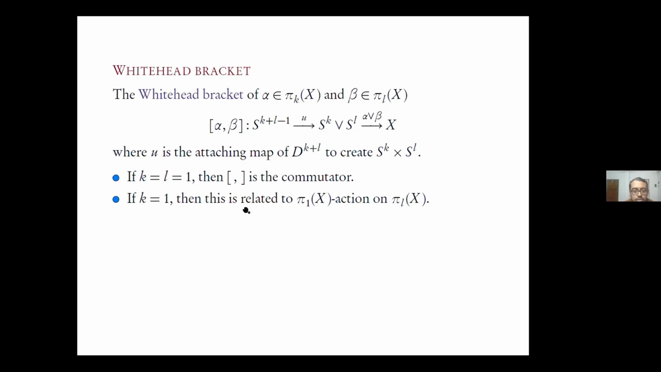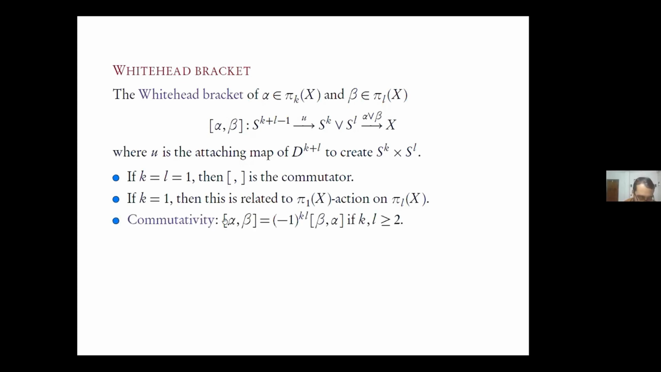And so it turns out that this is not quite an action, but there's also a related notion of how the fundamental group acts on the higher homotopy groups. That comes by looking at how pi 1 of X acts on the universal cover by deck transformations, and it induces an action. So if K is equal to 1, then this Whitehead bracket is related to the fundamental group acting on the higher homotopy groups. But since we do not need this, I'll not say any more about this, okay? The key things, the things we need, are the following.